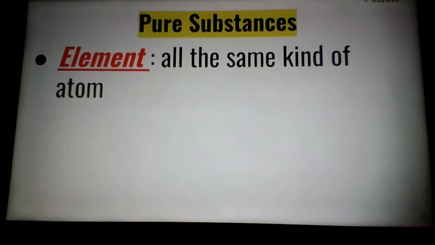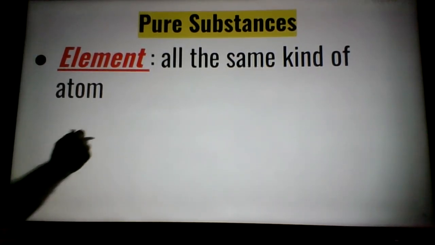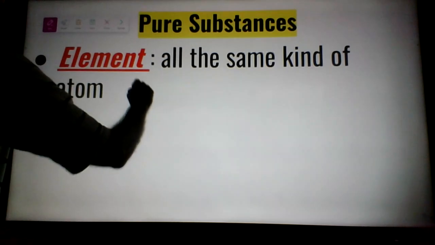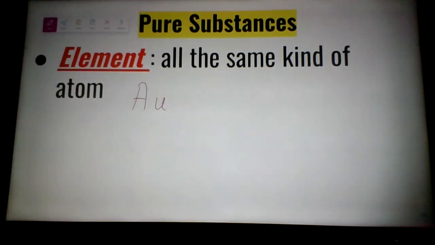An element is made up of all the same kind of atom. So I put the symbol for gold up there just a moment ago. The chemical symbol for gold, element 79, is Au, and that comes from the Latin word aurum, which means gold. So if I have a chunk of gold, I have something that is nothing but gold atoms. So if I have a substance that's made up of exactly 1 kind of atom, there may be millions and millions and billions of them.